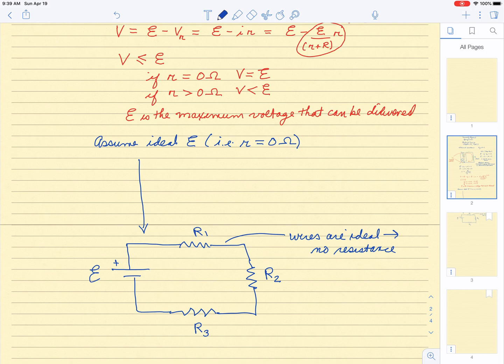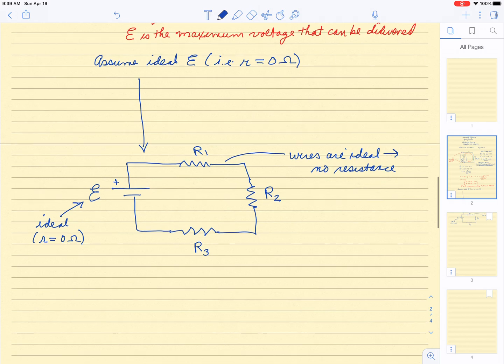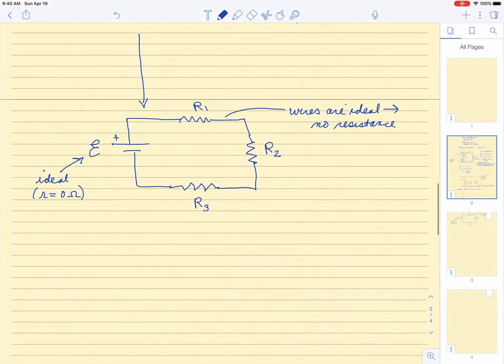No resistance. And the EMF is ideal. And we just stated that above, right? That means the internal resistance is equal to 0 ohms. And so what do we want to know? Well, in circuits, there's only two real things to know, right? We want to know about currents, and we want to know about voltages across devices. Okay, currents and voltages across devices.